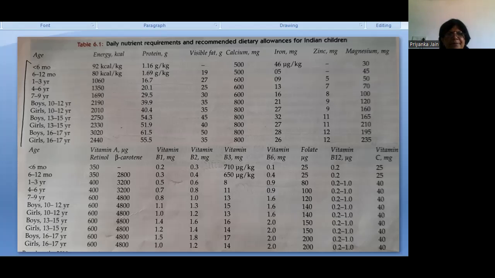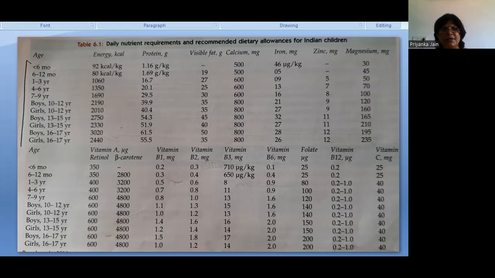Now vitamins: vitamin A, B1, B2, B3, B6, folate, vitamin B12, and vitamin C. For less than 6 months, vitamin A is 350 microgram. Vitamin B1, 0.2 mg. Vitamin B2, 0.3. Vitamin B3, 710 microgram per kg. Vitamin B6, 0.1 mg. Folate is 25 microgram. Vitamin B12, 0.2 microgram. Vitamin C is 20 mg.